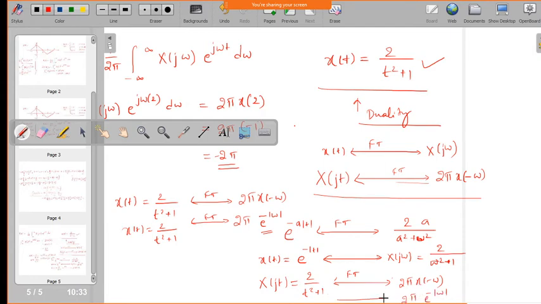So this is the Fourier transform of your 2 by t square plus 1. Okay, is it understood? Any doubt? By using this property we have found the Fourier transform of this signal.